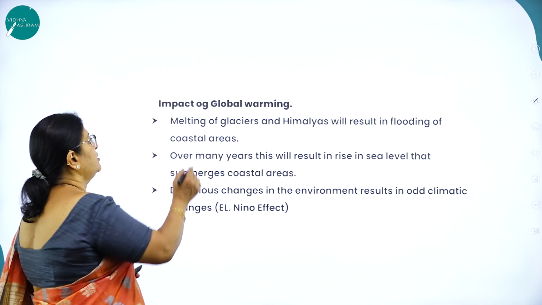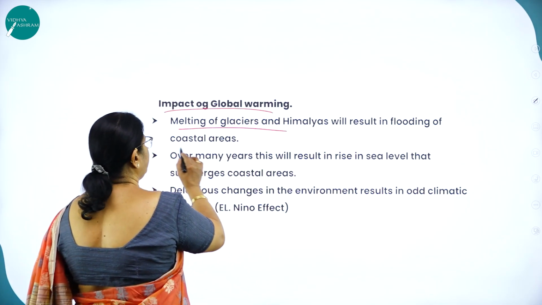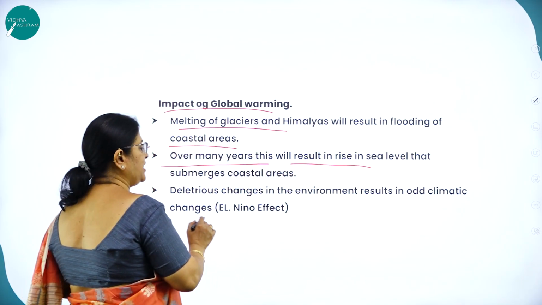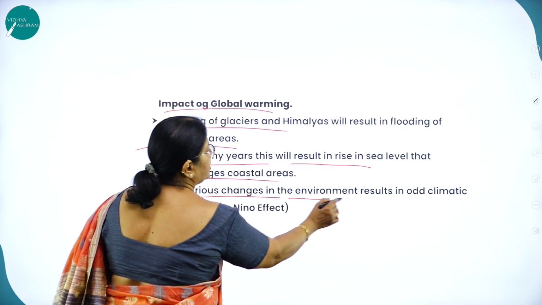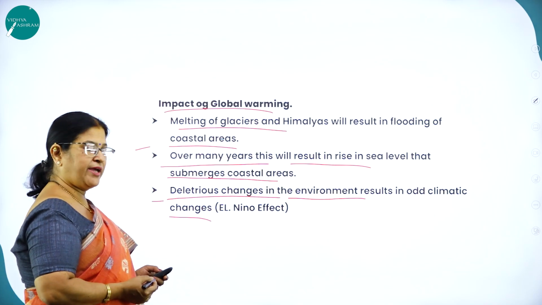Then the impact of global warming. Melting of glaciers and the Himalayas will result in flooding of coastal areas. Over many years, this will result in a rise in sea level that submerges coastal areas. Deleterious changes in the environment result in odd climatic changes, which we call the El Nino effect.